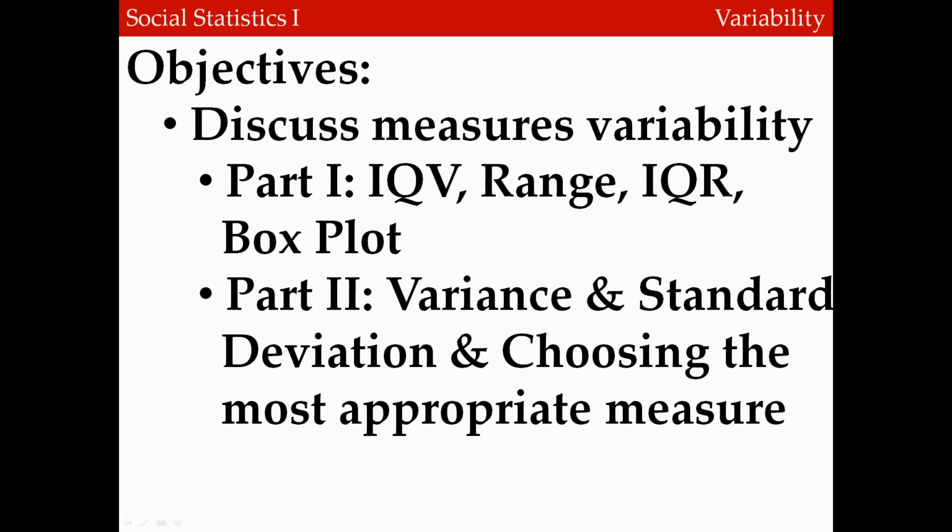This lecture deals with measures of variability and is divided into two parts. Part 1 looks at several measures, including the index of qualitative variation, the range, and the interquartile range, and box plots. Part 2 looks at variance and standard deviation, and provides some considerations for choosing the most appropriate measure of variability for a given variable.